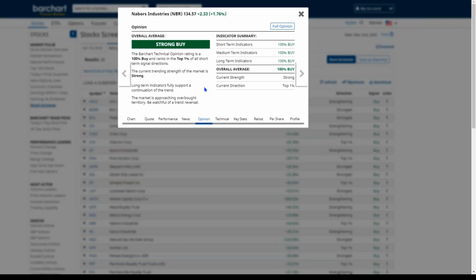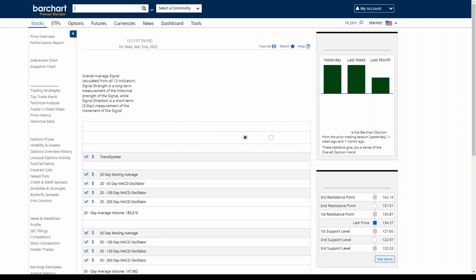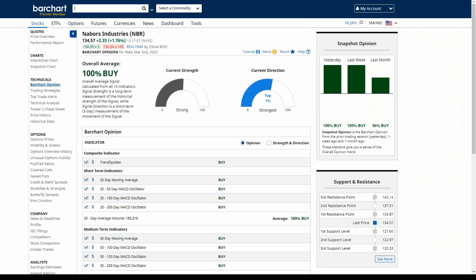But what's the catch here? Right at the bottom: the market is approaching overbought territory, and we need to be careful of a potential trend reversal. Maybe not necessarily a trend reversal, but certainly a potential retracement of price action. So what I'm going to do now is open up the full opinion again. And that was that page that I showed you before.